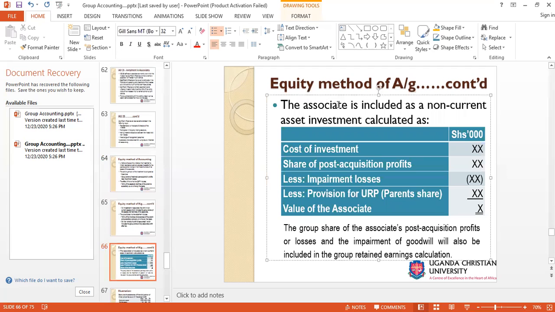The associate is included in non-current assets as an investment and is calculated as below. So this is what I was talking about. Get your cost of investment, add share of post-acquisition profits, less impairment losses. Impairment losses you arrive at after you have computed goodwill. Otherwise, you will not get impairment losses if you have not computed goodwill in the associate. Then less provision for unrealized profits if you have transactions between the parent and the associate. Then what you get is the value of the associate.